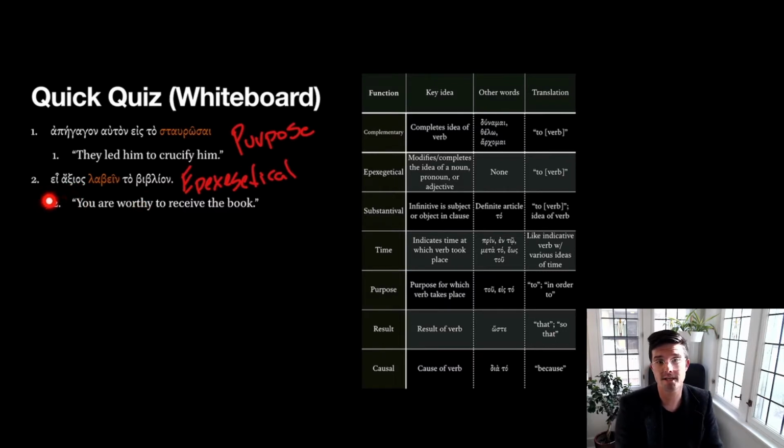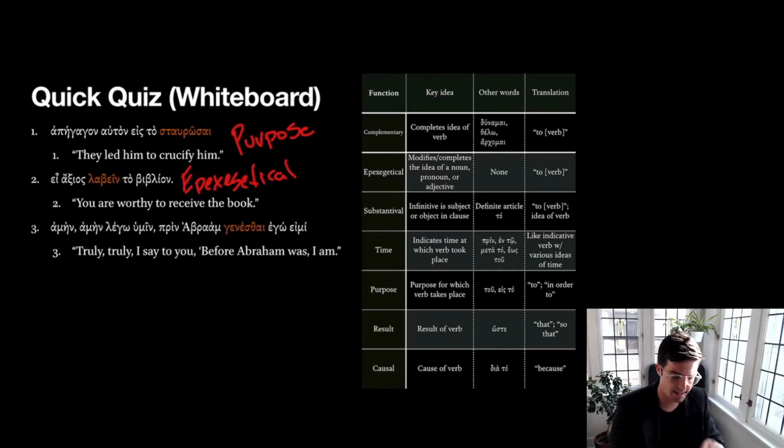So you are worthy is a perfectly fine sentence, but when we add more information, we modify it with labein ta biblion, it tells us the sort of content of why the Lamb is worthy, or what the Lamb is worthy to do in this case. So number 3 here, once again, let's go ahead and pause.